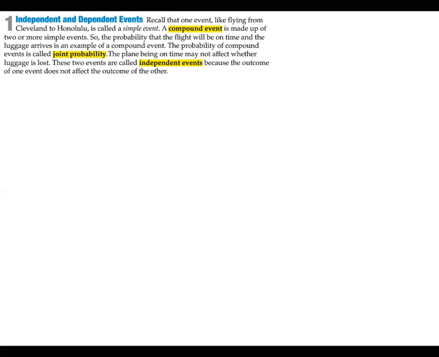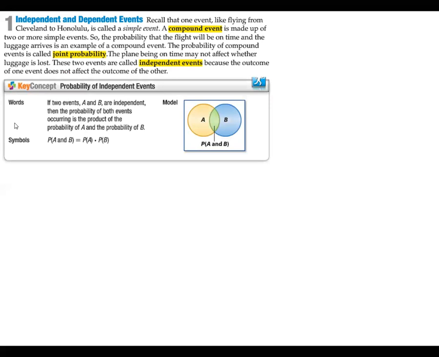The plane being on time may not affect whether the luggage is lost. So you could have a plane be on time or late and the luggage still be lost, or you could have a plane be on time or late and the luggage not be lost. Okay, so it may or may not affect whether the luggage is lost. These two events are called independent events because the outcome of one event does not affect the outcome of the other. So if two events A and B are independent, then the probability of both events occurring is the product of the probability of A and the probability of B.